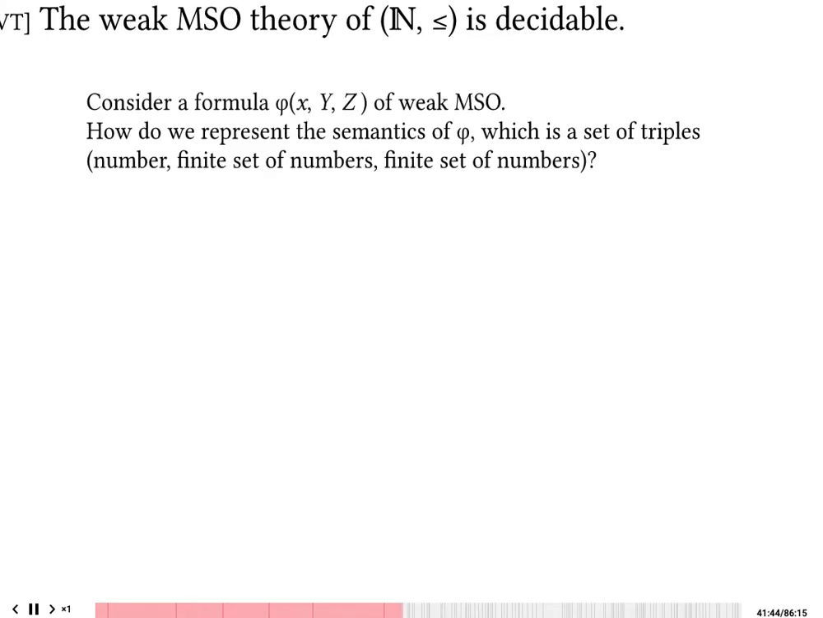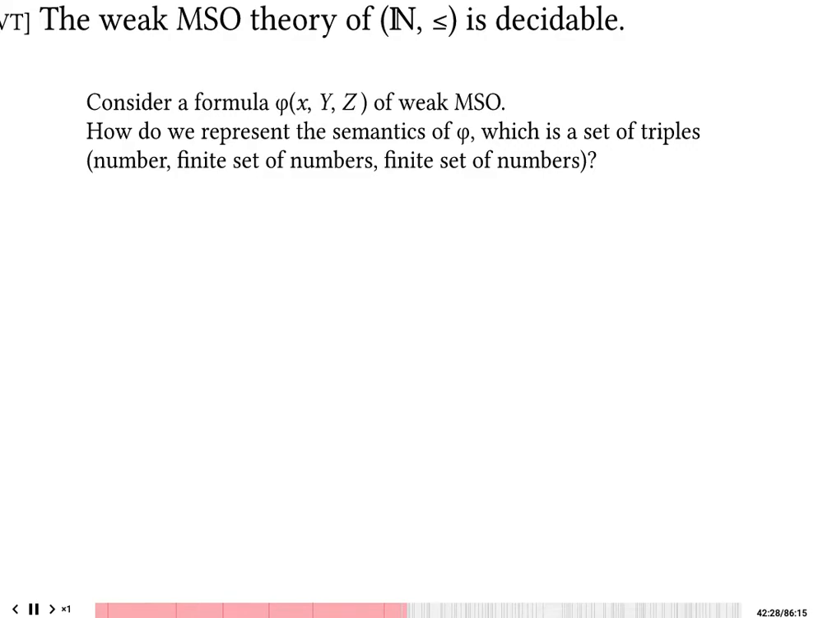So consider a formula of weak MSO. Now it might have several free variables. In this particular example, it has one first order variable x and two set variables, capital Y and capital Z. When we discussed Presburger arithmetic, we had some kind of normal form, which in the case of Presburger arithmetic was semilinear sets, which told us what kind of sets you can get from formulas. So we are going to aim for something similar for weak MSO. We want to describe the semantics of this formula, which in this particular case is a set of triples: a number small x, and two finite sets of numbers, capital Y and capital Z.